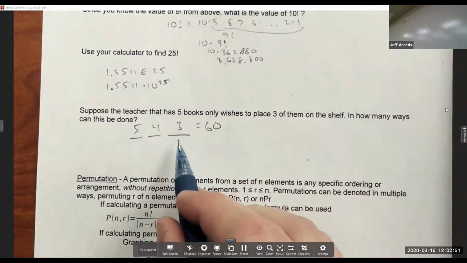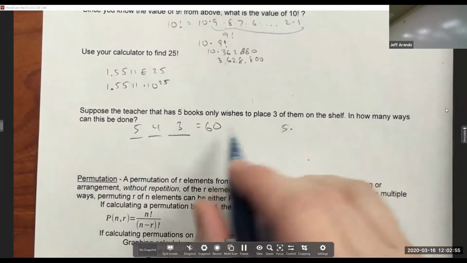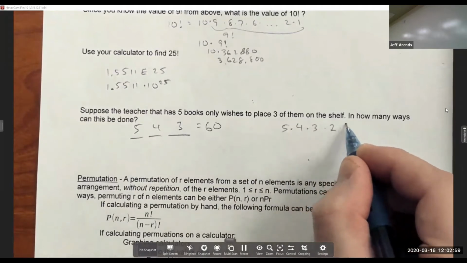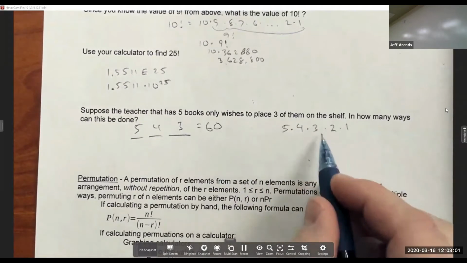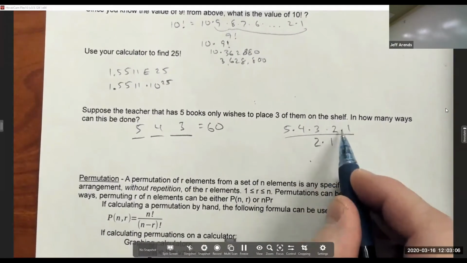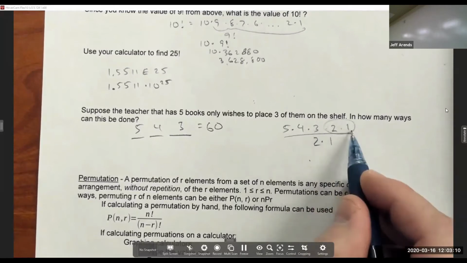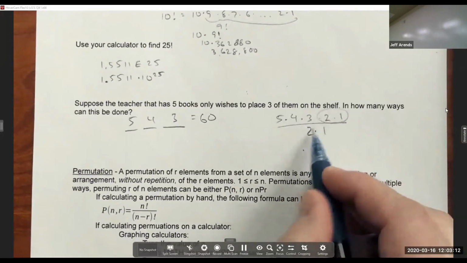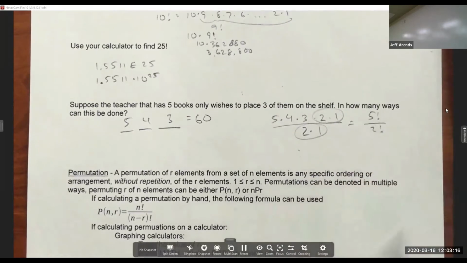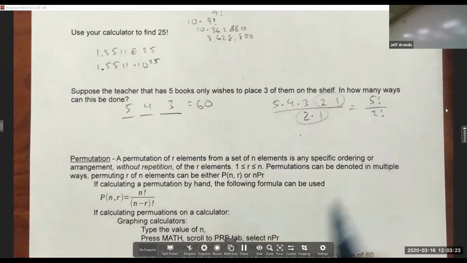But in general, if we wanted to think about how to use factorials here, this would be 5 times 4 times 3 times 2 times 1. That's 5 factorial, but we went too far. We did the 2 times 1. To get rid of the 2 times 1, notice that everything after the 3 is a factorial in and of itself. So if I divide by that factorial, this would be 5 factorial divided by 2 factorial, 120 divided by 2, which is 60.